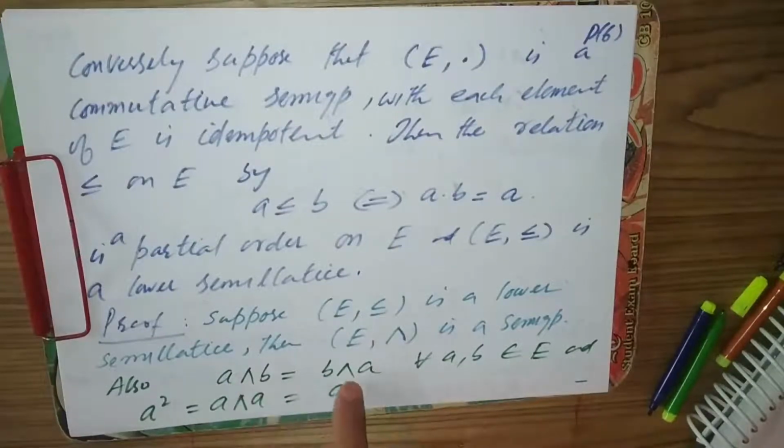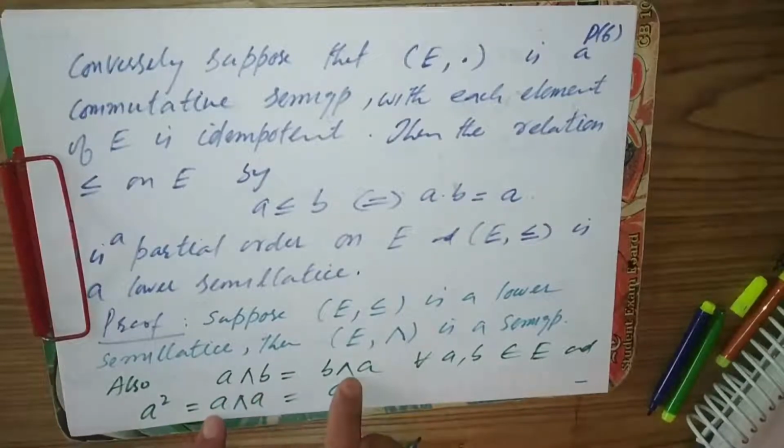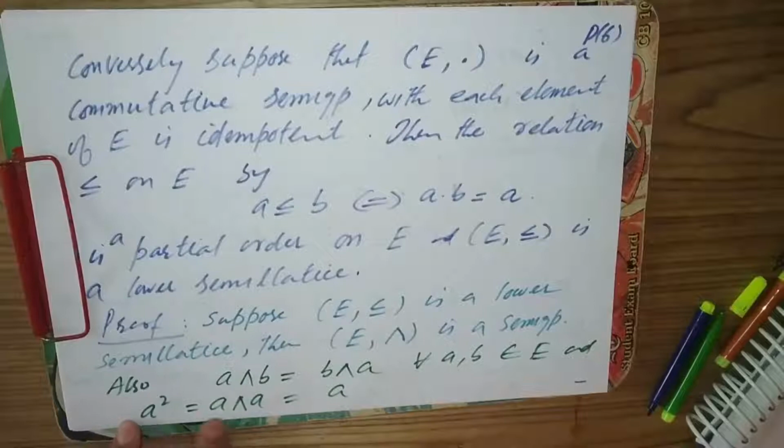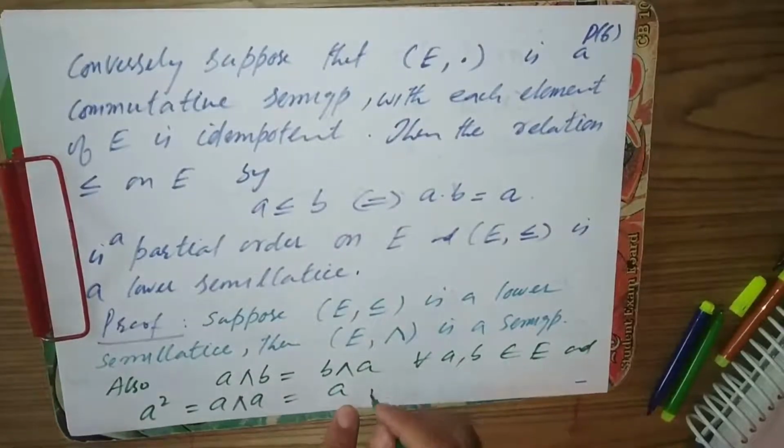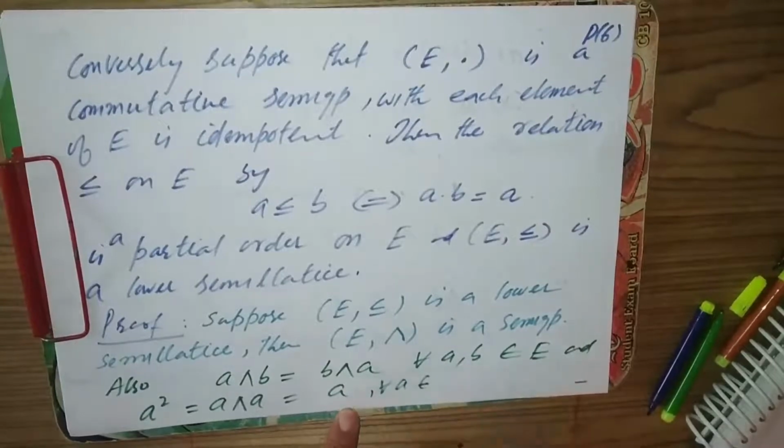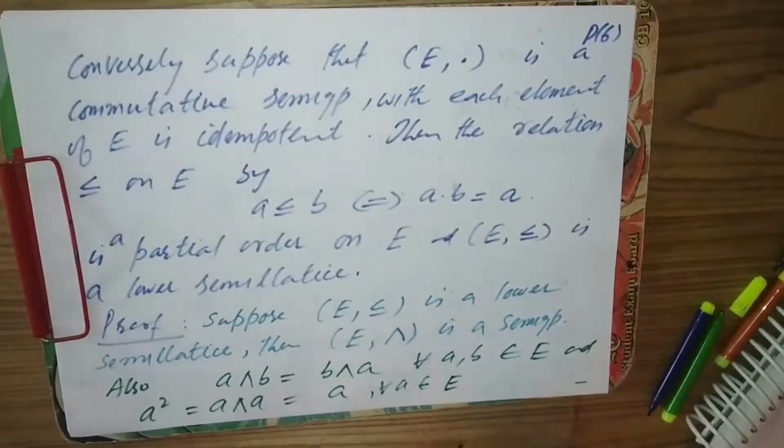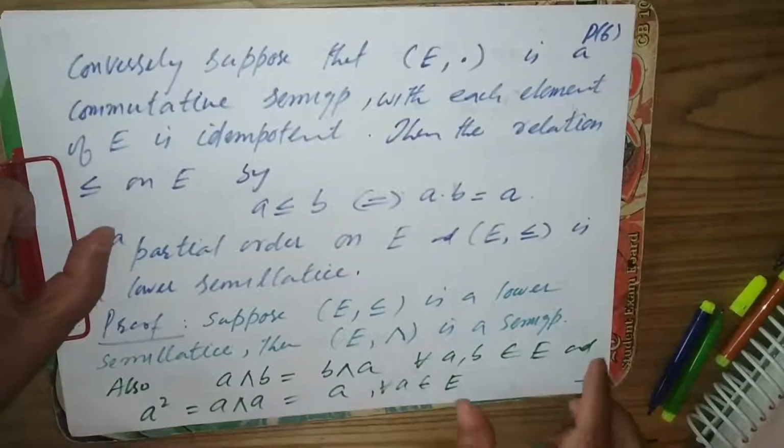So therefore, this semigroup is a commutative semigroup, because this one is the greatest lower bound of A and B, and this one is the greatest lower bound of B and A. So both are the same. That means it's a commutative semigroup, and A square is equal to A meet A, which is equal to A. So A square is equal to A for all A in E. So therefore, E is a commutative semigroup with each element of E idempotent.